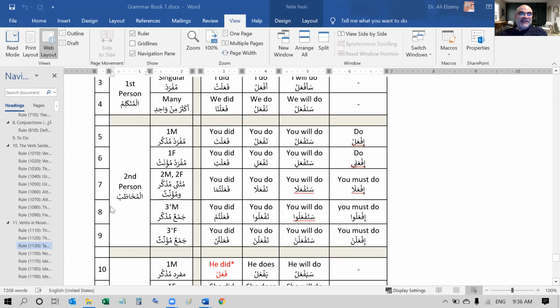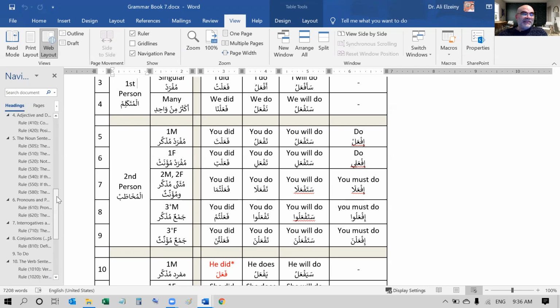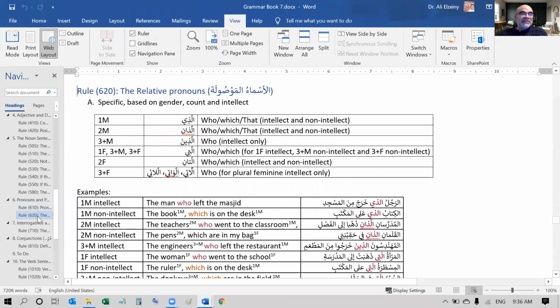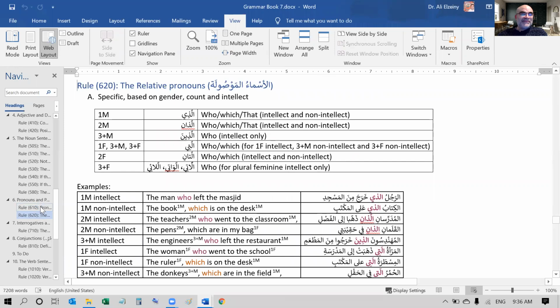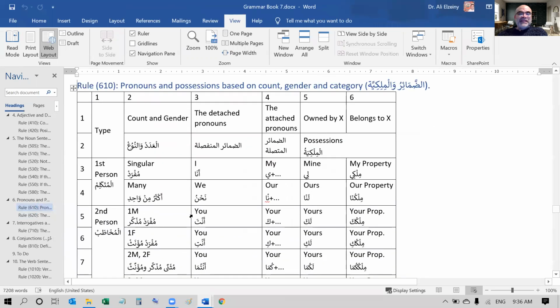And the other table that we use a lot in doing the homework especially is table 610, where we get to see the pronouns.